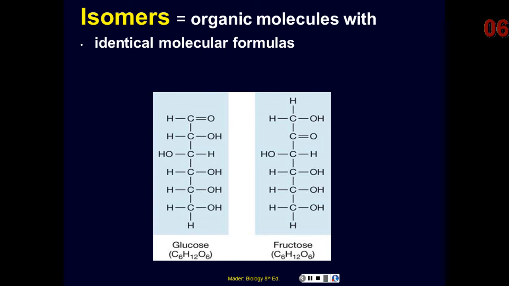So this is glucose, and if you'll notice, glucose is C6H12O6. Well, this molecule is fructose. Its molecular formula is also C6H12O6. So both of these molecules have the exact same identical molecular formula. However, they are two very distinct substances. They are not the same, because if you'll notice, the arrangement of atoms is quite different.